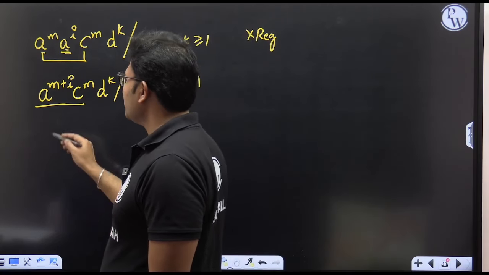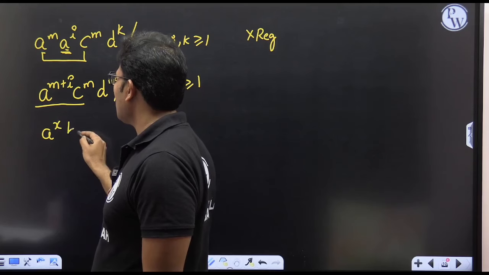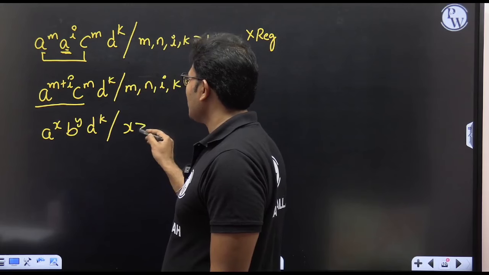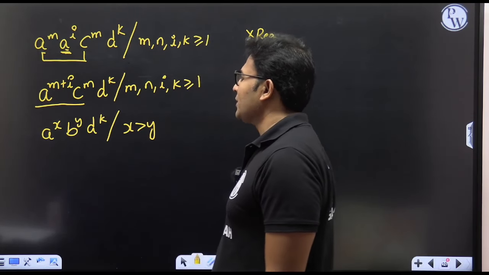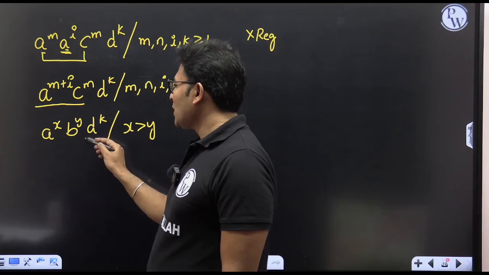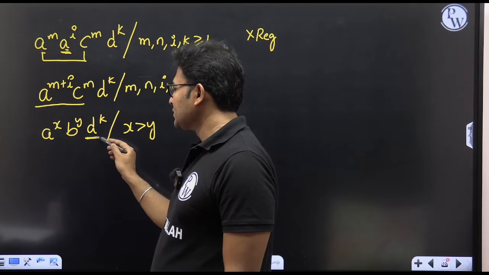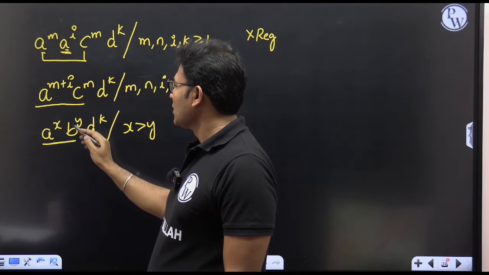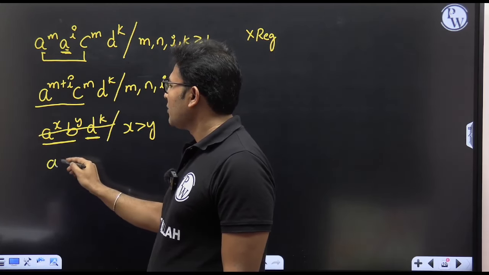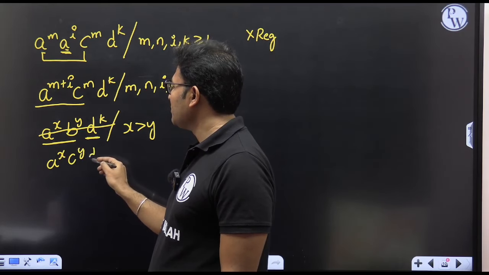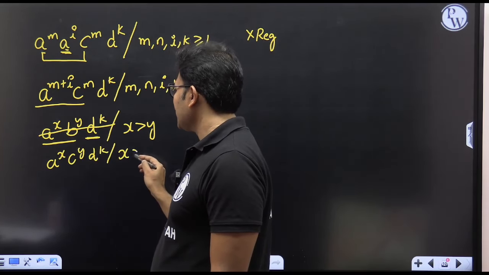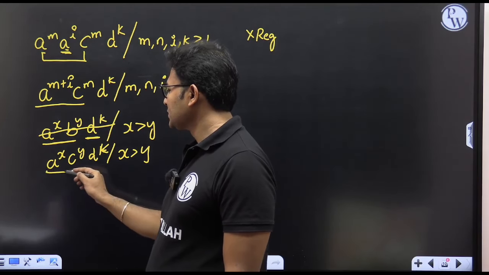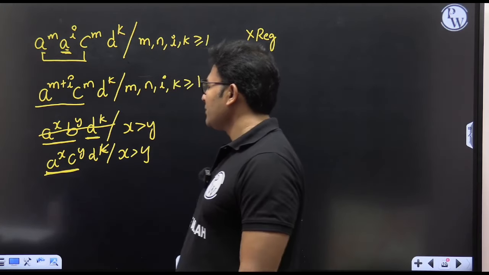I am going to rewrite it as A power X, B power Y, C power X, D power K, such that X is greater than Y. That's it. Now, there is no need to compare the B's. You need not do anything with these. The only thing is to compare A's and C's. Compare A's with C's.